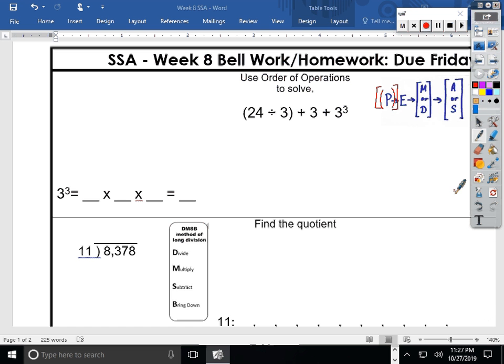The E stands for our exponent. So sometimes we have little tiny exponents of 2 or 3 next to a larger number known as the base. The multiplication and division are kind of housed together here. If you notice, that's because they work together. They really happen on the same level. So you could have multiplication first in a problem or division first in a problem. It depends on the order it's given from left to right.